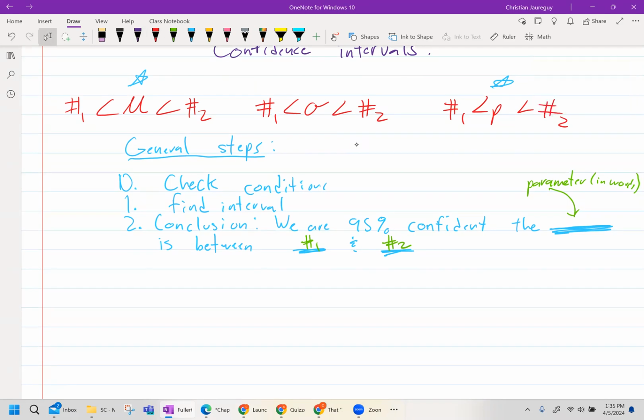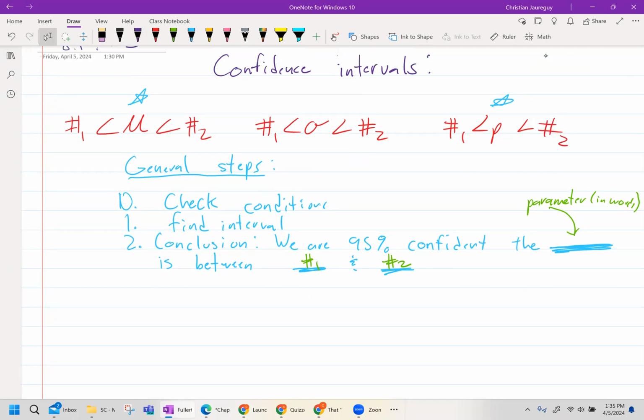So again, our goal, estimate the parameter, find this interval. Say mu is between this and this. The proportion of people that are Democrat or the proportion of people that are Republican is between this and this. Well, I can't ask everyone. It's way too much. But I need a jumping off point. I need a start off point.